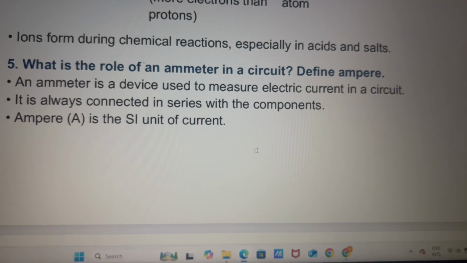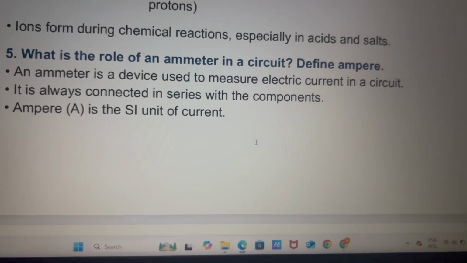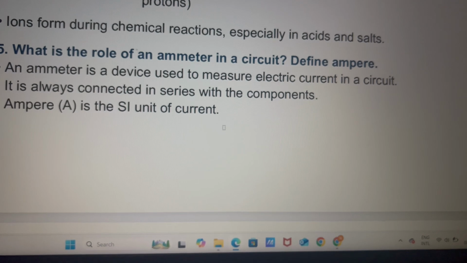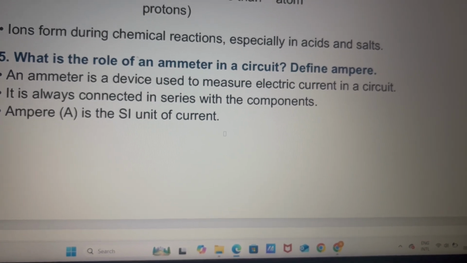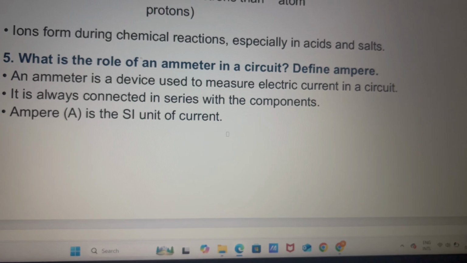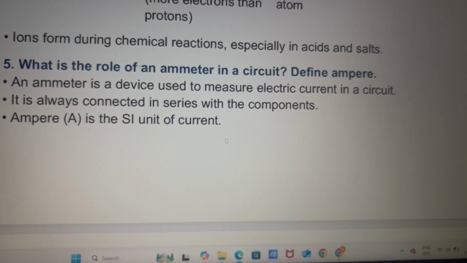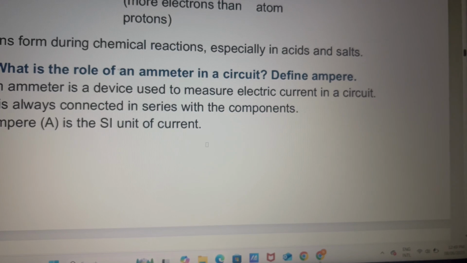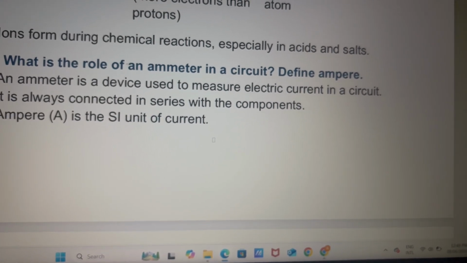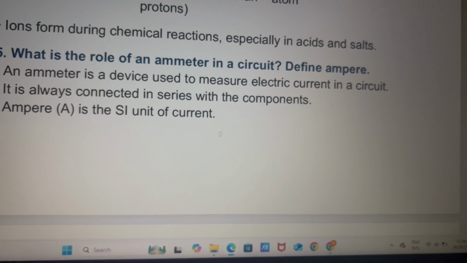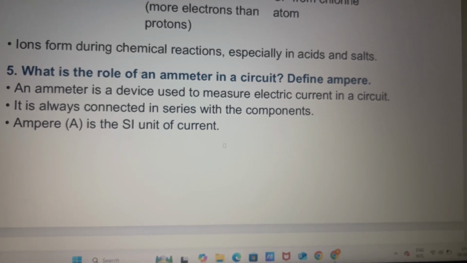Okay, in the circuit, what is the role of the ammeter and the ampere? The ampere is the SI unit to measure the current. So you say that the current is like 0.8 amperes, 0.9 amperes, like the unit. And the ammeter is the device used to measure the electric current. You just connect the ammeter in series with all of the components in the circuit to measure its current.